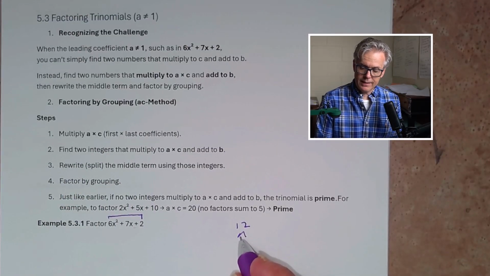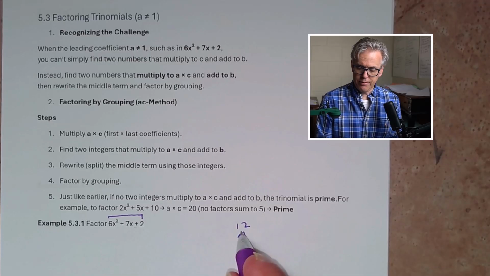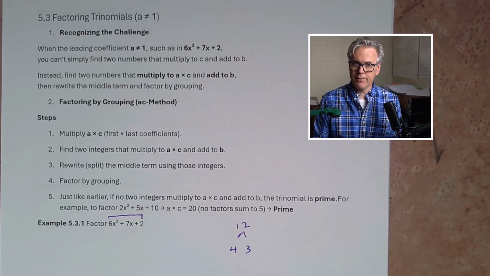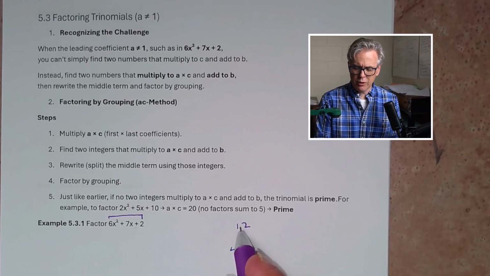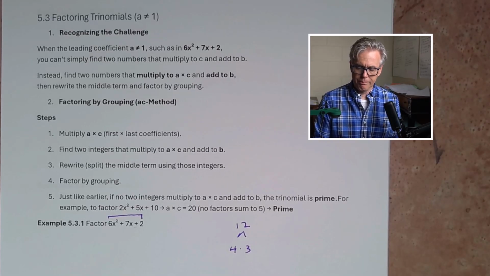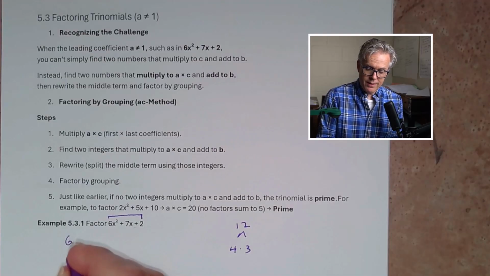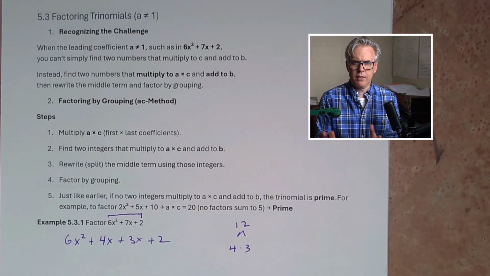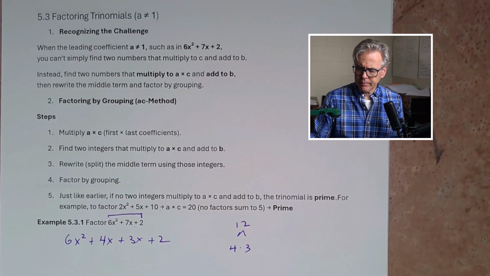Or factors of a times c that add to that middle term. So factors of 12 to add to 7, well, that's going to be 4 and 3. You can write them all down if you want and find the ones, but I think when these numbers are fairly small, you can kind of go straight to it. And so then I'm going to rewrite this, 6x squared plus 4x plus 3x plus 2. Doesn't matter what order you write these in, it's going to be grouped slightly differently.